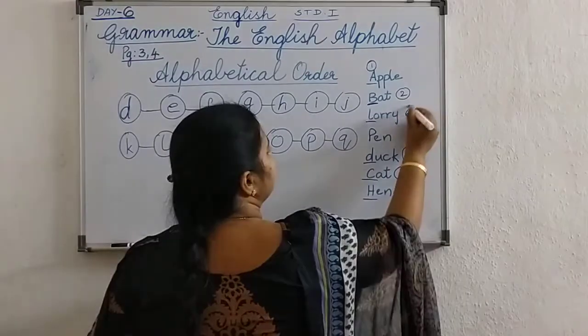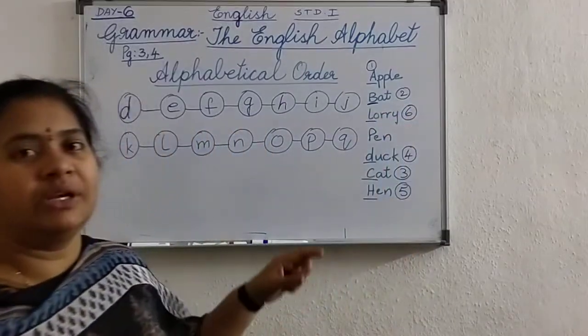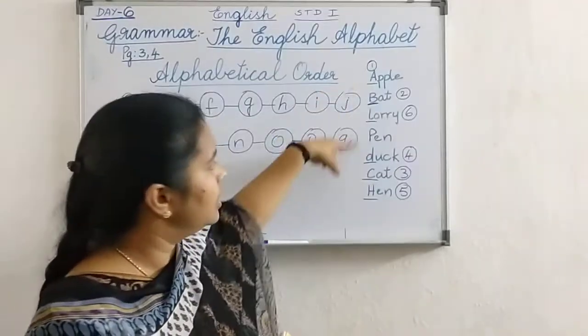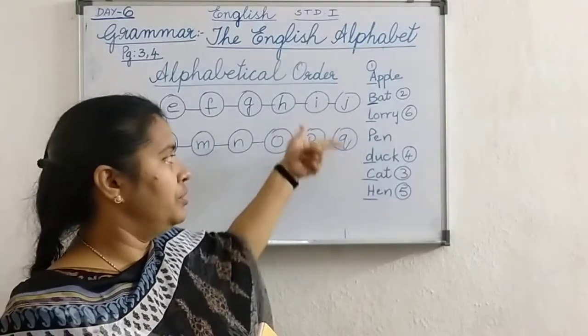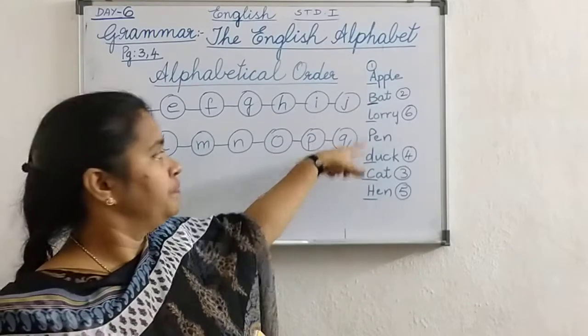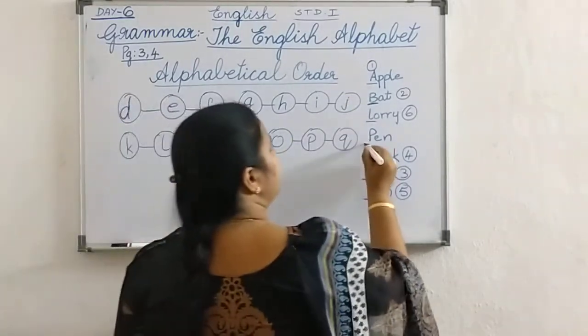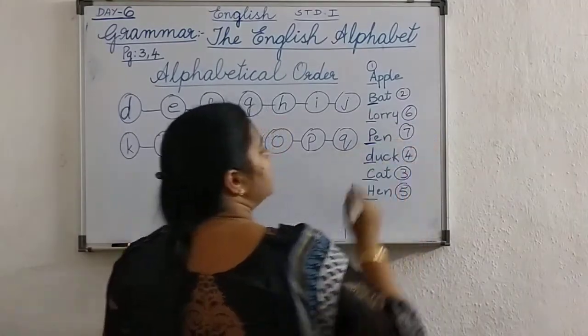This word will come next. L. M. Is M there? No. N. No. O. Not there. P. Now see here, P is there. So the words.